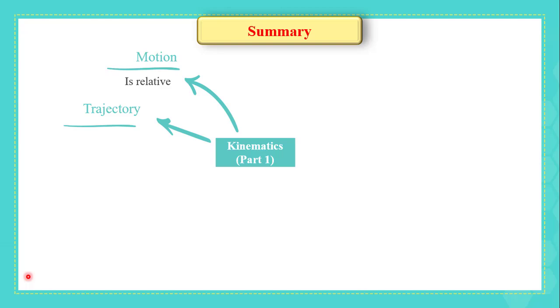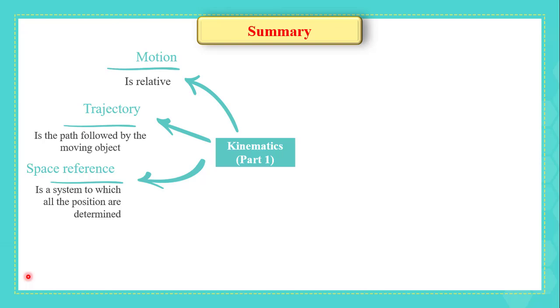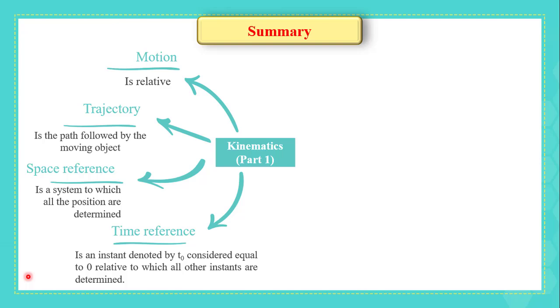Now let's summarize the ideas of this video. In this part, we have studied kinematics, where we have noticed that motion is relative, and the trajectory is the path followed by the moving object. We've defined the space reference as a system to which all the positions are determined. Also, we've defined time reference as an instant denoted by T0, which is considered equal to 0, relative to which all other instants are determined.